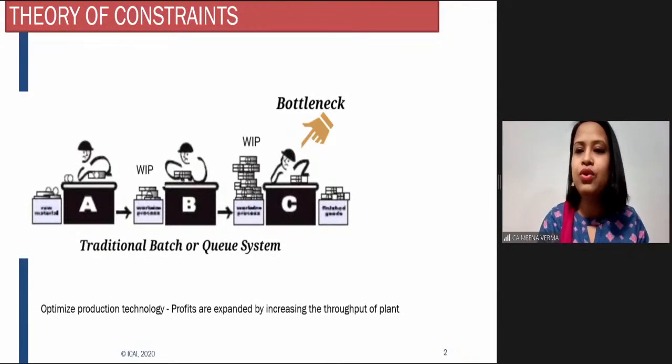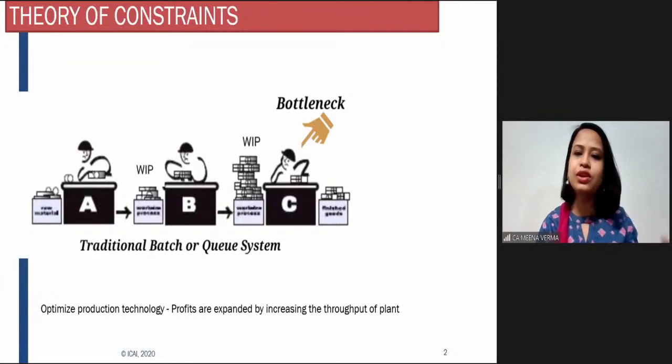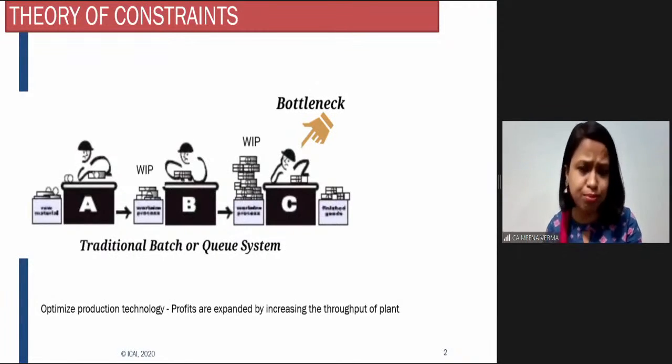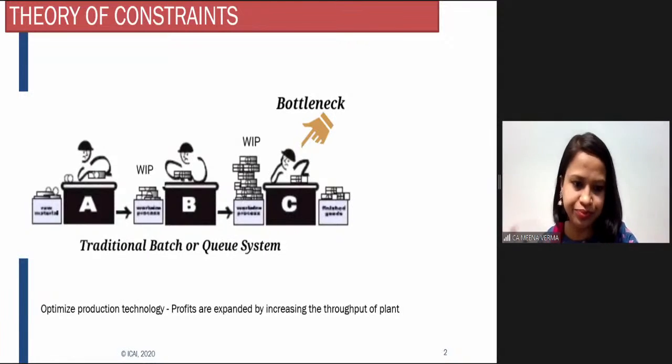Okay, now let us understand the theory of constraint. Let us understand how it is related to the modern business environment, how it is related to producing a good quality product for the customer and keeping the customer happy. How is this topic related to that also? Okay, now let us first understand what the theory of constraint is.